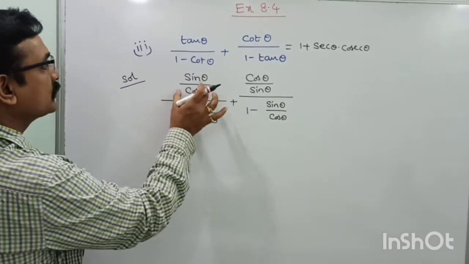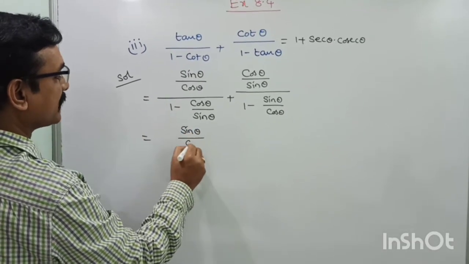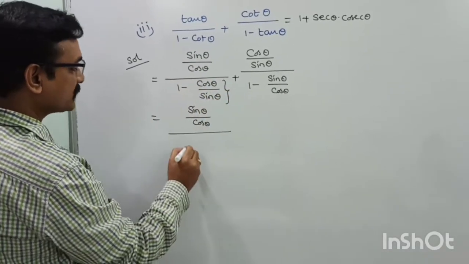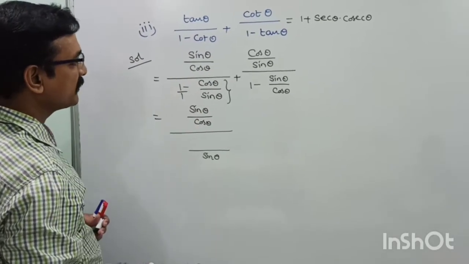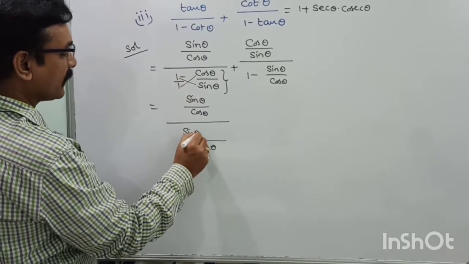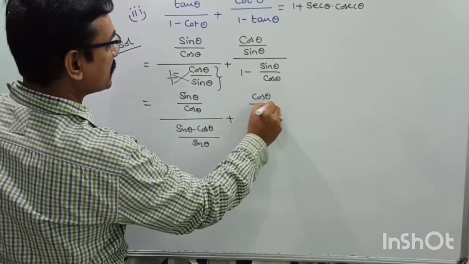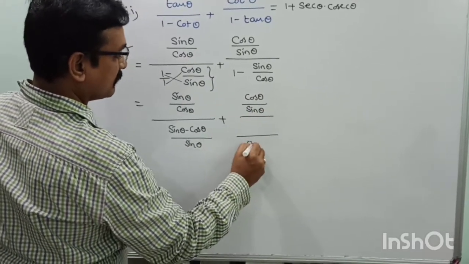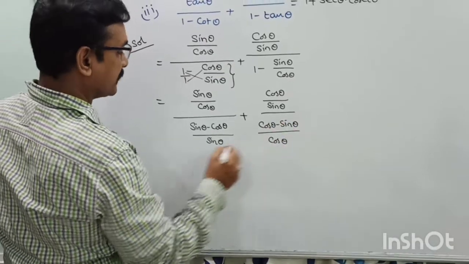Now what we have to do here: in the numerator you don't change anything. We can write here sine theta by cos theta, and in the denominator place we have to find the LCM of these ratios. So sine theta is the LCM, nothing is mentioned means 1. If you do the cross multiplication we get here sine theta minus cos theta. Plus, here also we don't change the numerator anything, cos theta by sine theta by cos theta is the LCM, cos theta minus sine theta.